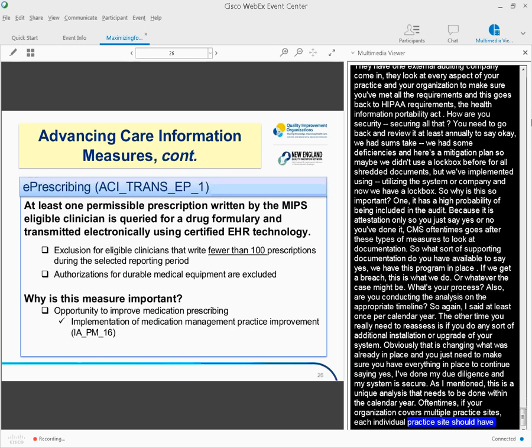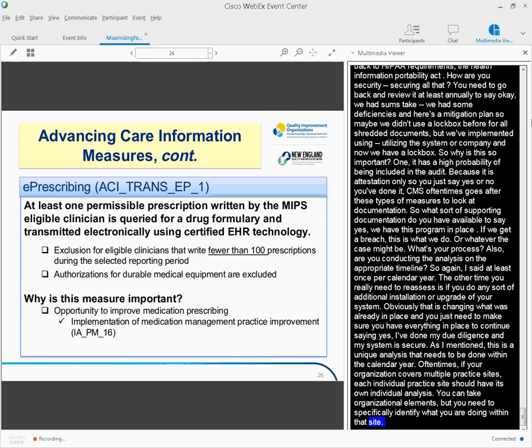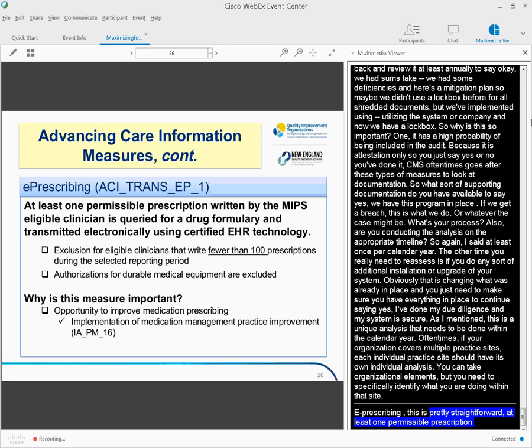E-prescribing, this one's pretty straightforward. At least one permissible prescription written by the MIPS eligible clinician is queried for a drug formulary and then transmitted electronically over the EHR. If you have fewer than 100 prescriptions, let's say you just don't prescribe much, you would be excluded from this measure. And authorizations for durable medical equipment are also excluded.